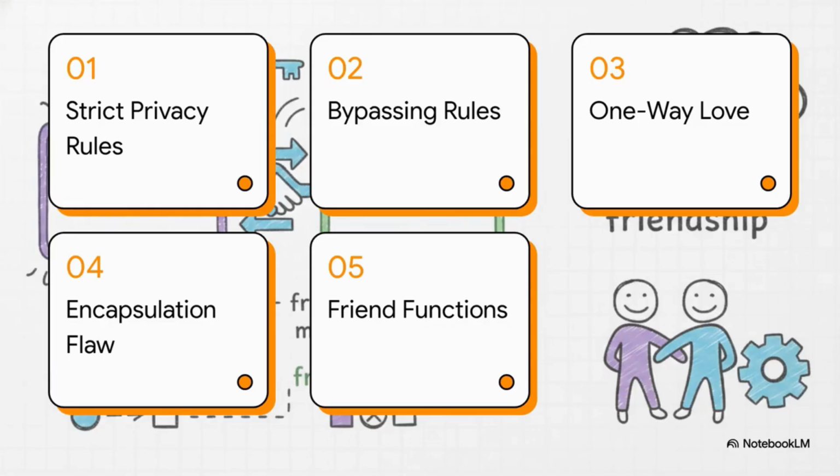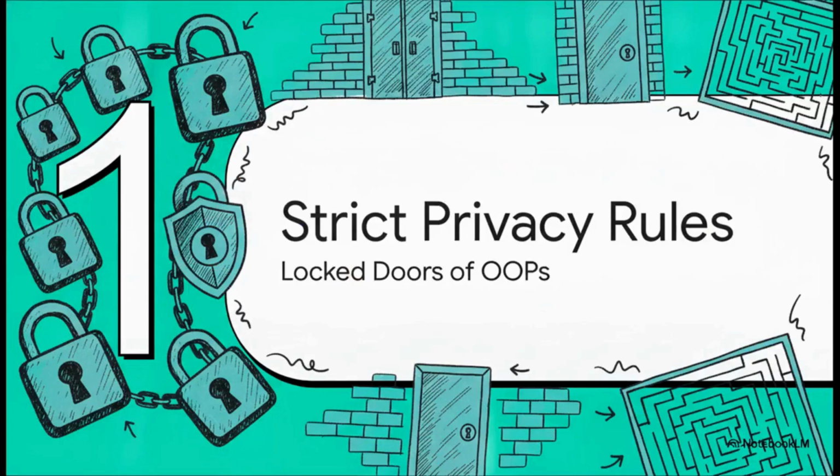Quick roadmap for you today. We'll start with OOPs, strict privacy rules, then move on to bypassing with friendship. After that, we'll hit friend classes and what I call one-way love. Check out the flaw of encapsulation, and finally wrap it up with friend functions explained. Let's go. Starting off with Section 1, OOPs, strict privacy rules.